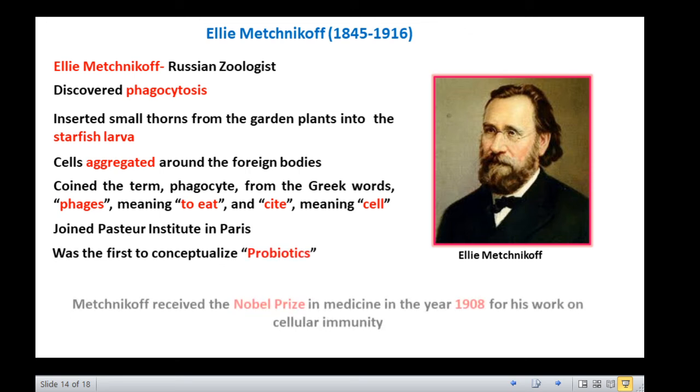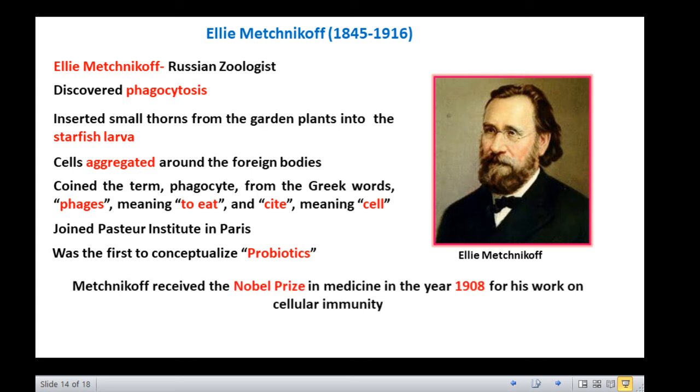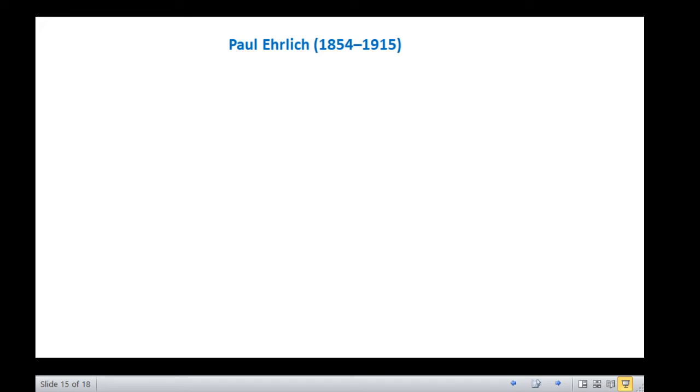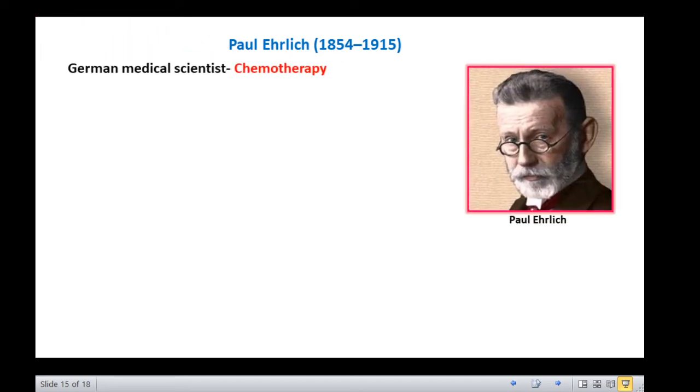Metchnikoff received the Nobel Prize in Medicine in the year 1908 for his work on cellular immunity along with Paul Ehrlich. Talking about Paul Ehrlich, he was a German medical scientist known for his pioneering work in hematology, immunology, and chemotherapy, and for his discovery of the first effective treatment for syphilis.